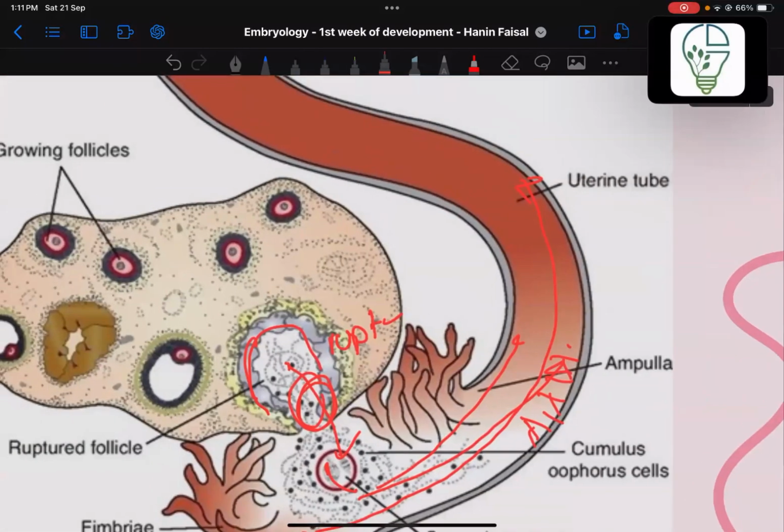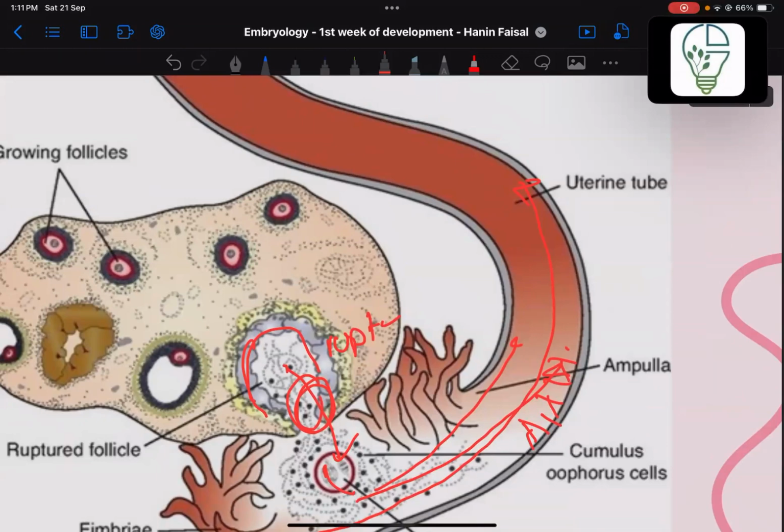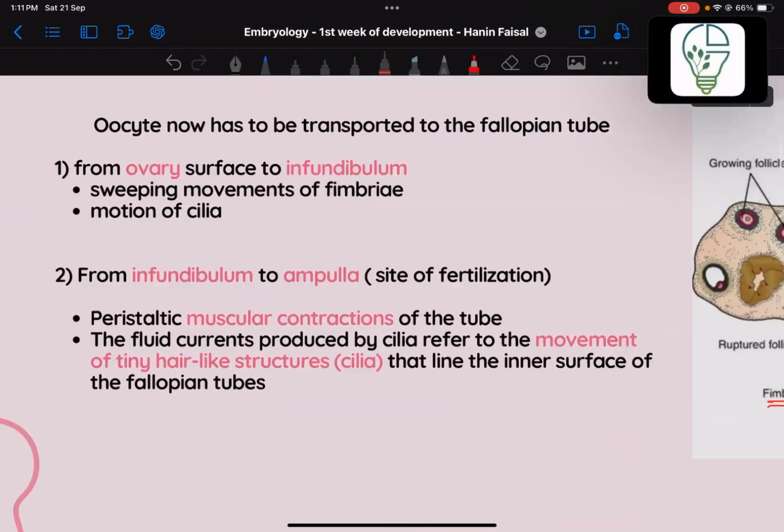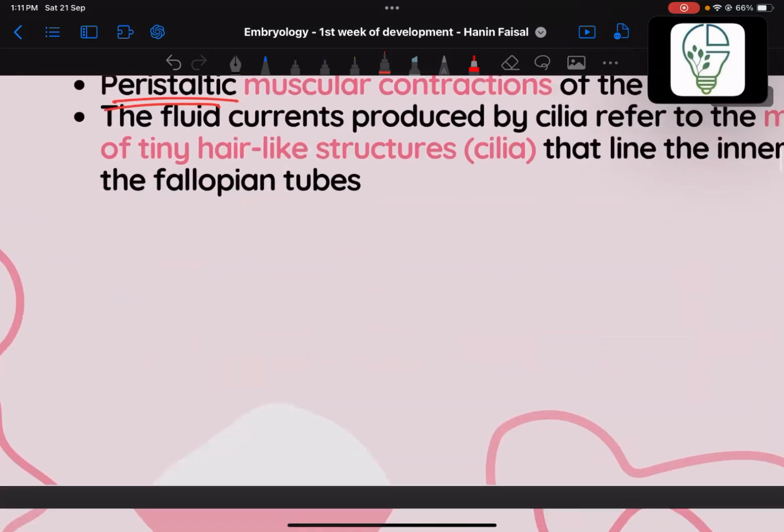And lastly, the last thing you have to know is peristaltic contractions of this fallopian tube. This fallopian tube is made of muscles, and those muscles will contract, helping to move the oocyte to the ampulla. What's the meaning of peristaltic? It's basically if you have something, I can contract at one side, and then I have to relax at the other side, so you can let it move.